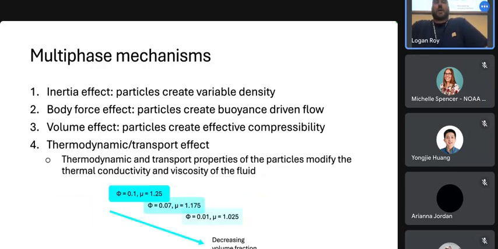So this one's an interesting one. It has some interesting history and a little fun fact. This was Einstein's PhD thesis. I found out about that recently. That's pretty neat. A lot of the tensor notation that he used for general relativity first grew out of the fluid dynamics community. So that's pretty neat. But the effect is the thermodynamic and transport effect.